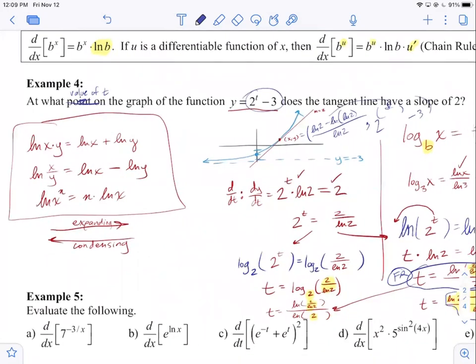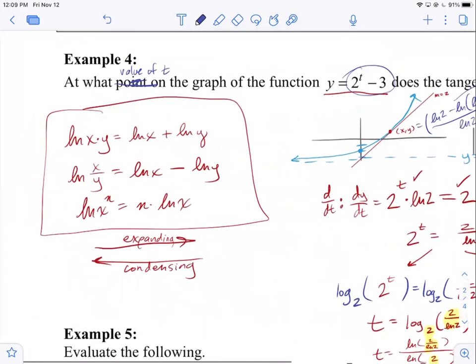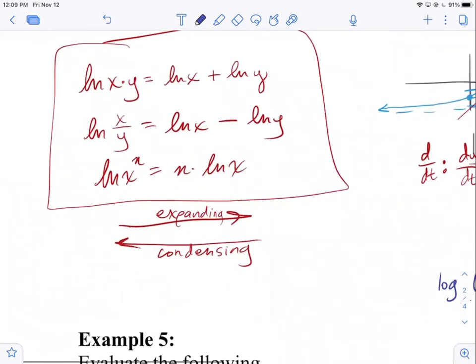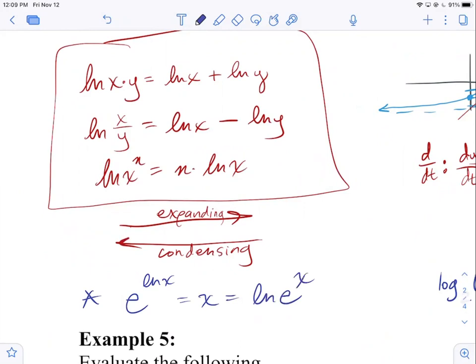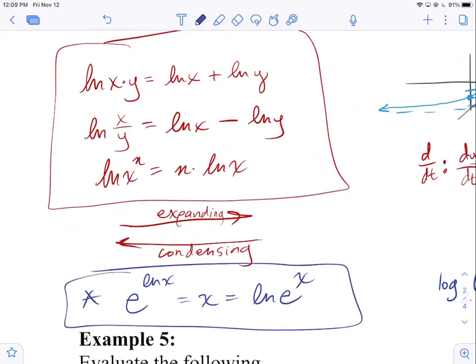So that's a nice application, and we got to review properties of logs. While we're here with the natural log, let's throw this in here too, so it's all in one place. e to the natural log of x equals x, which equals the natural log of e to the x. That gets used quite a bit too. We talked about that last time.